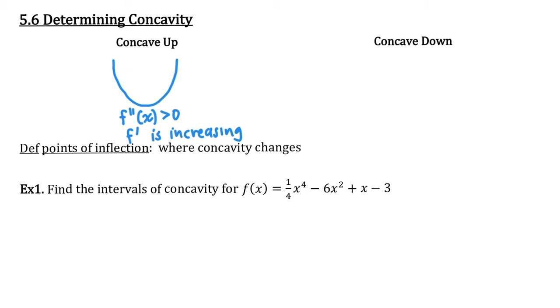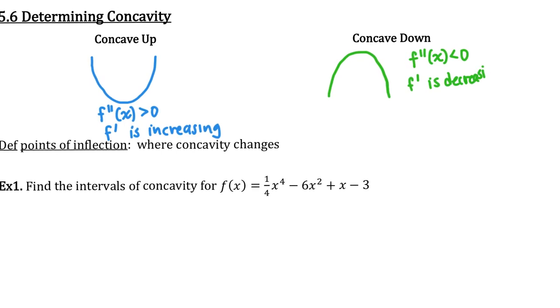Okay, if the graph is concave down, it looks like a sad face. In this case, f double prime of x is less than 0, and that's because f prime is decreasing. Okay, and if you look at the graph, we'll think about why.